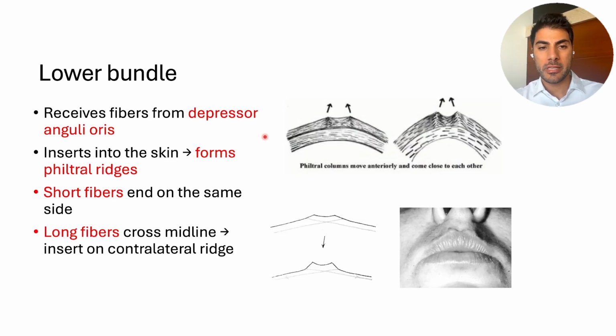First we will start with the lower bundle. The lower bundle receives its fibers mainly from the DAO, the depressor anguli oris. It's made up of long and short fibers. Let's say, for example, the lower bundle of the orbicularis oris is coming from this side. It has short fibers that will attach to this side, the first side of the philtral column, while it has longer fibers that will go to the contralateral column and attach there.